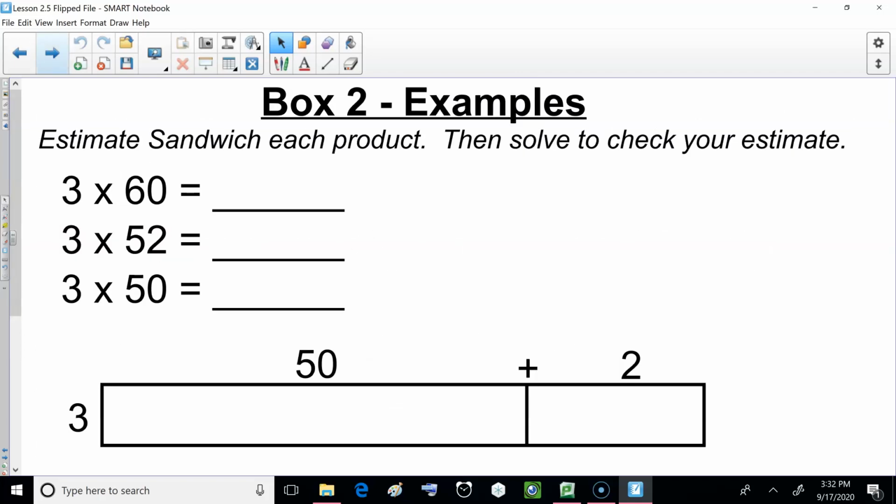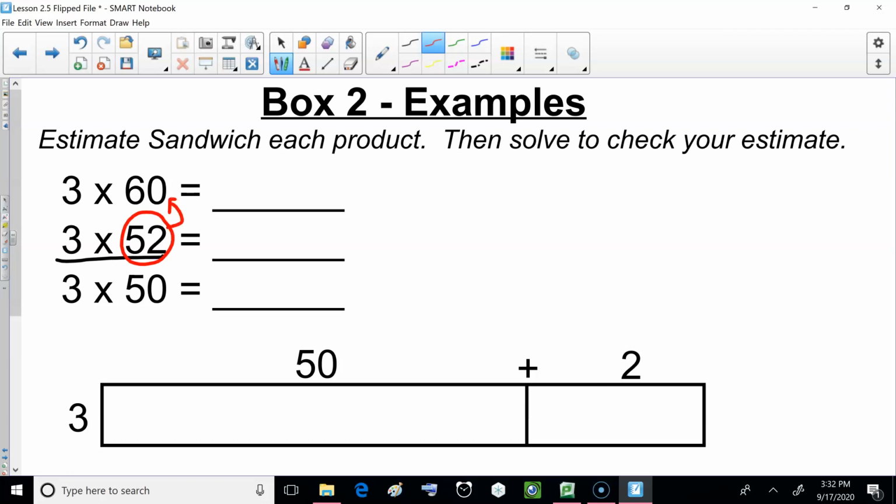So what we're going to do right now is we're going to estimation sandwich each product, then solve to check your work. So our original equation was 3 times 52. And now what we notice is that we took our 2-digit number and we rounded up. So 3 times 60, this is a lot like what we learned earlier in this unit about 1s and 10s. So we know that 3 times 6 is 18. And since it's in the 10s, there's a 0, it's 180.